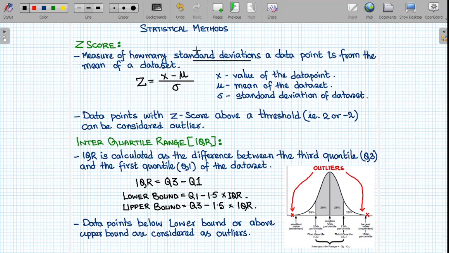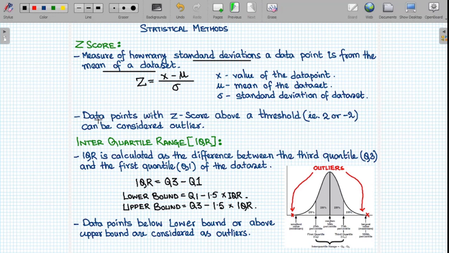Z-score measures how many standard deviations a data point is from the mean of a dataset. Z can be calculated as x minus mu by sigma, where x is the value of the data point. Remember, x is the individual data point we have in our dataset. Mu represents the mean of the dataset and sigma represents the standard deviation of the dataset. So using this formula, we can evaluate Z-score for each and every entry in our dataset.